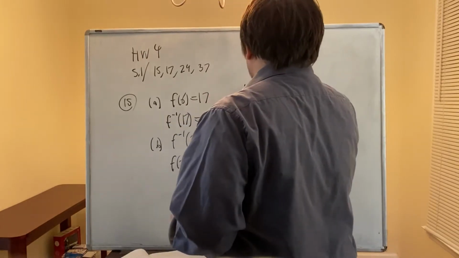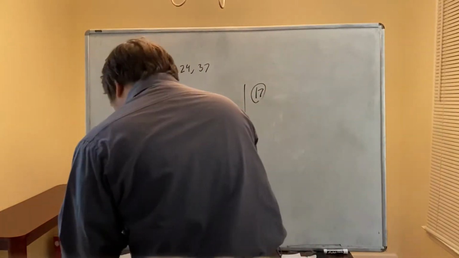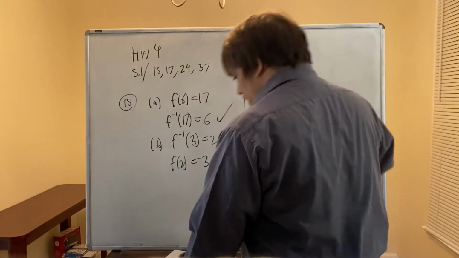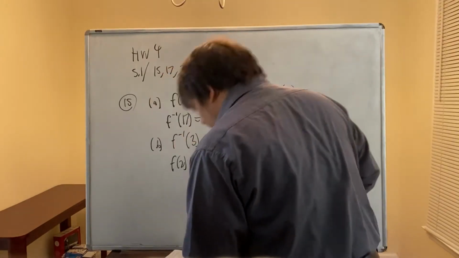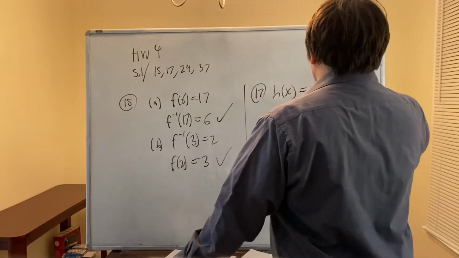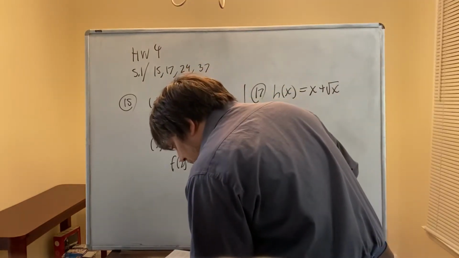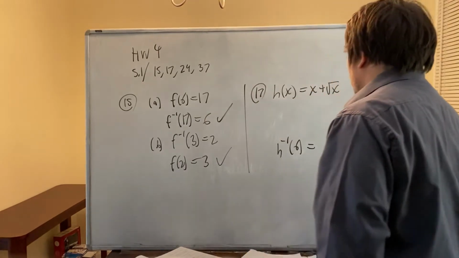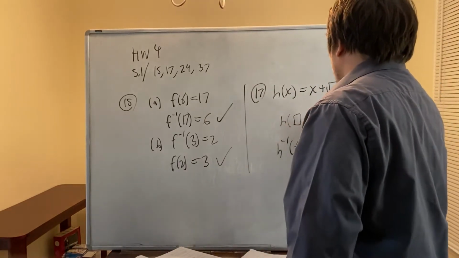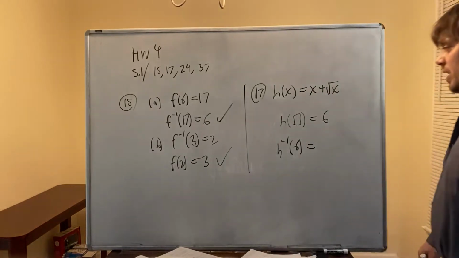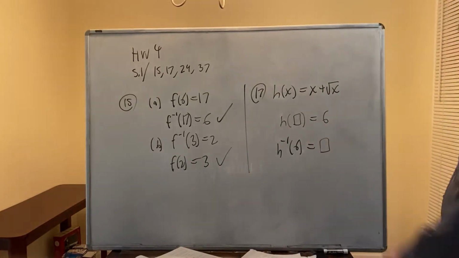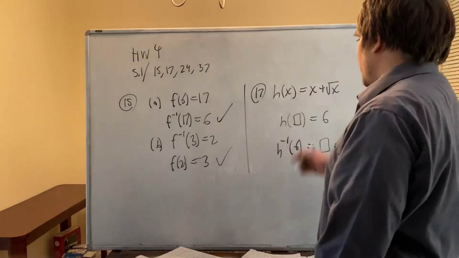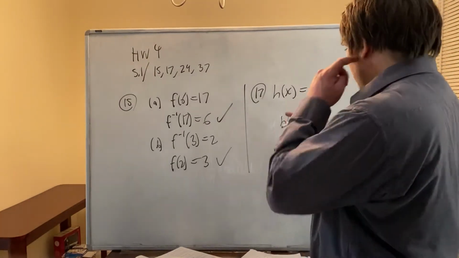Number 17. Okay, so for number 17, there's a rule on it, so it's a hard problem. If h of x is equal to x plus the square root of x, find h inverse of 6. So the goal is to find h inverse of 6. And so what we want to do is define h of something that equals 6, and then that's something. So if h of something is 6, h inverse of 6 is that something. So I just need to find what value of x would make h of x 6.